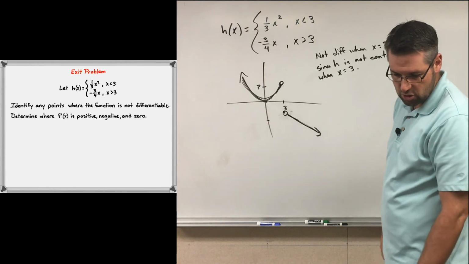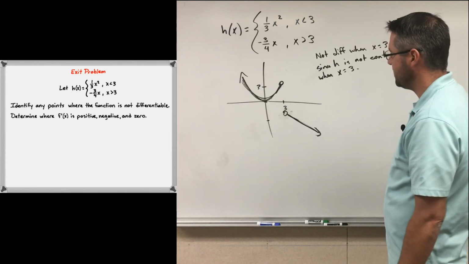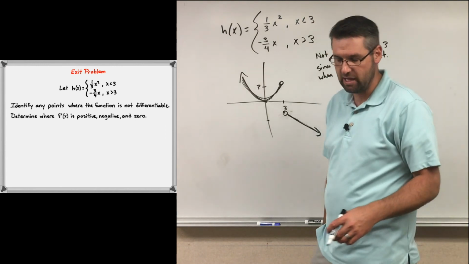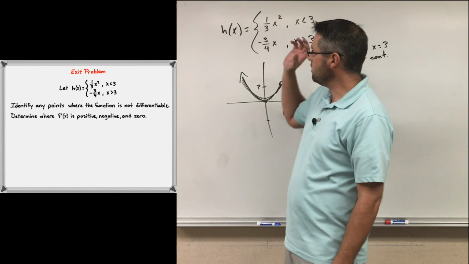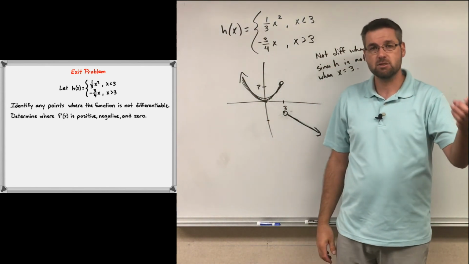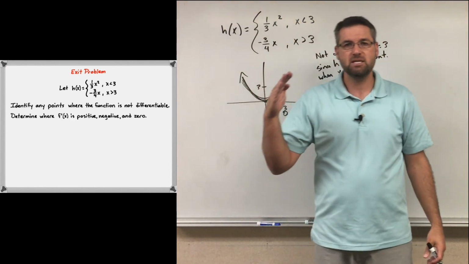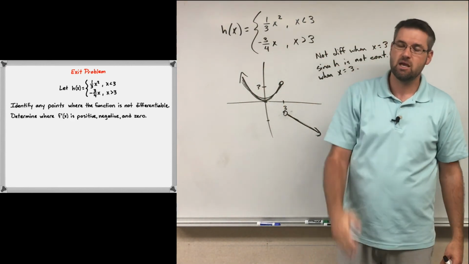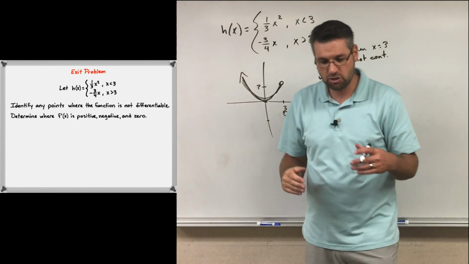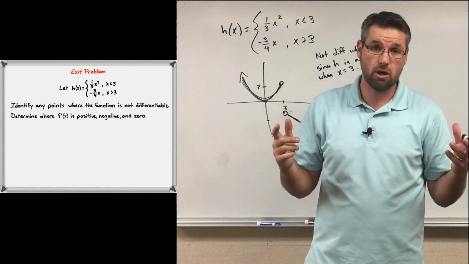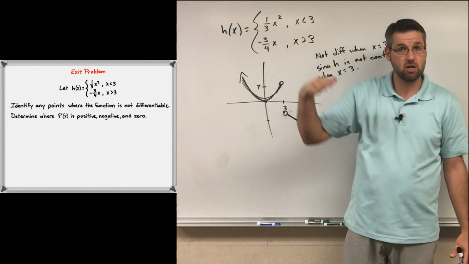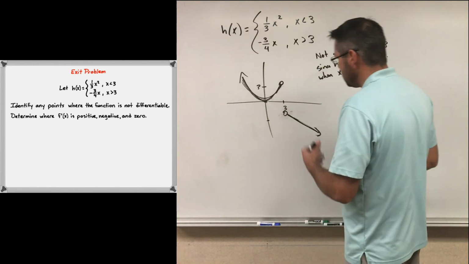The next part of this says determine where f prime of x is positive, negative, and 0. Well, I got a typo there. It should say when h prime of x is positive, negative, or 0. So how do I know when the derivative is positive? Well, remember, the derivative means the slope. If the slope is positive, that means our function's going to be increasing. If our slope is negative, then our function's going to be decreasing. And if our function has a derivative that is 0, that means the tangent line is flat. In other words, we're going to have a horizontal tangent line.